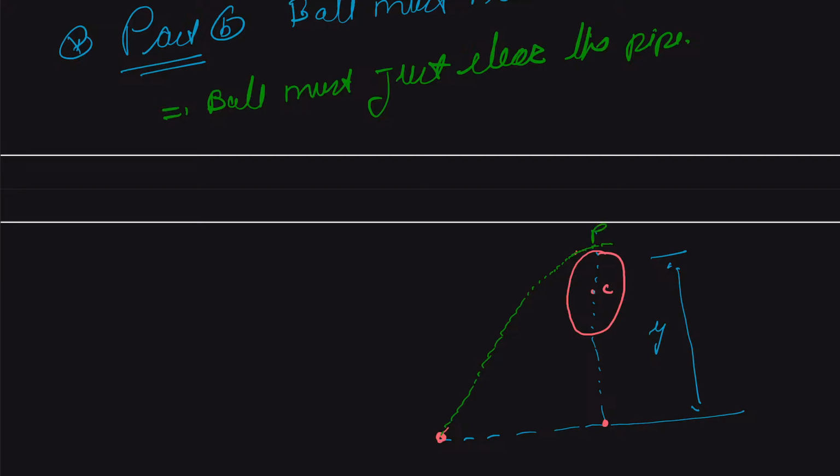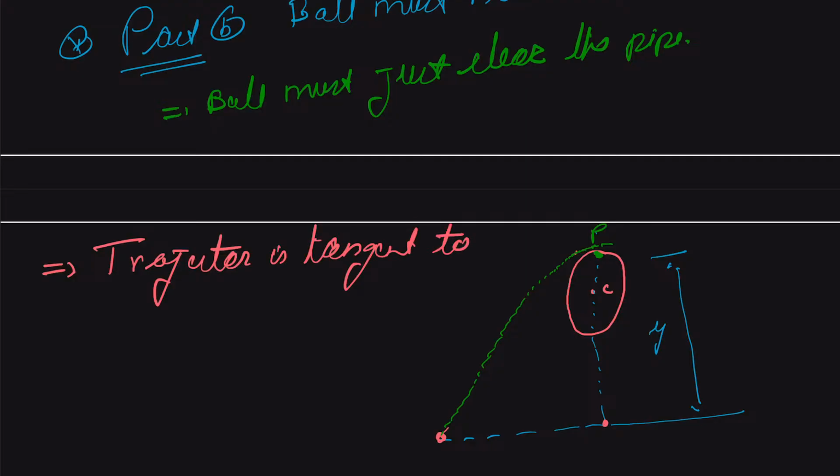And this is our point P. It's not going to touch the point P, but just moving close to it. So from here we can also say that the trajectory will be tangent to the circular surface. Therefore we can say that our trajectory is tangent to the circular surface.